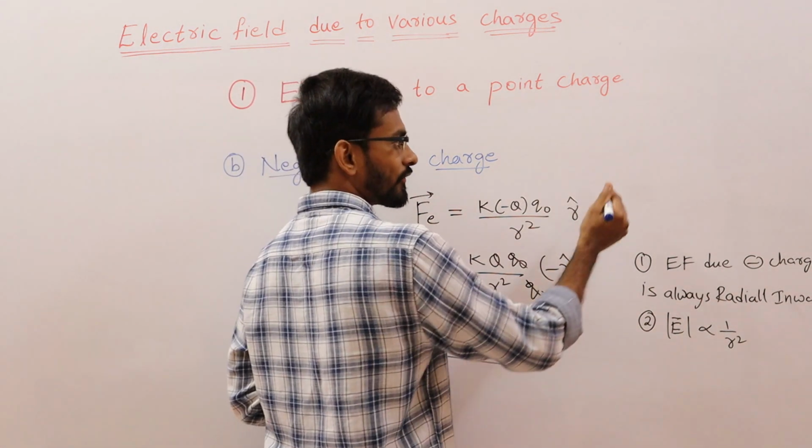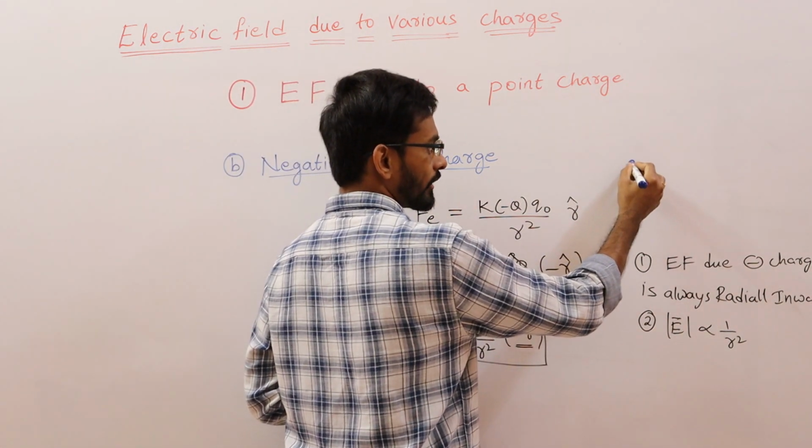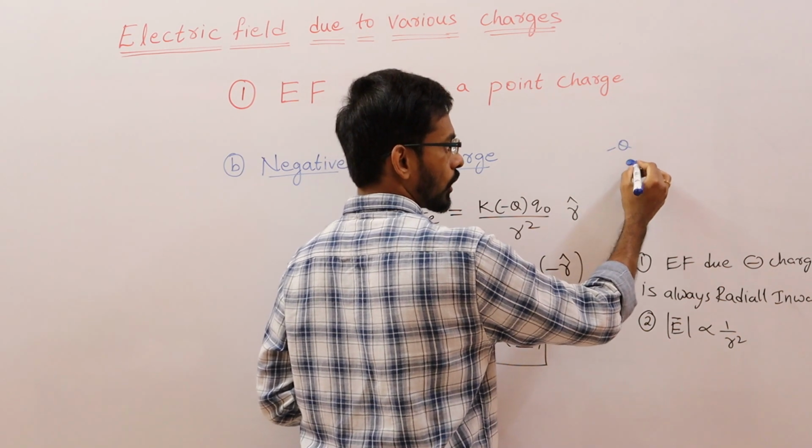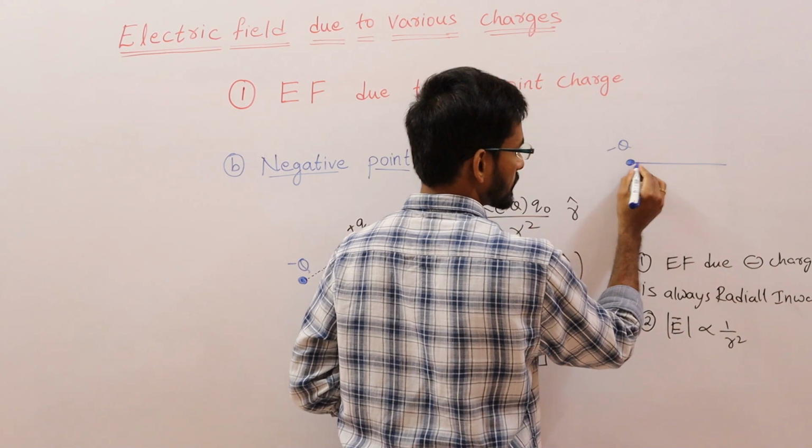And we can draw electric field due to a negative point charge like this. So it is always radially inwards.